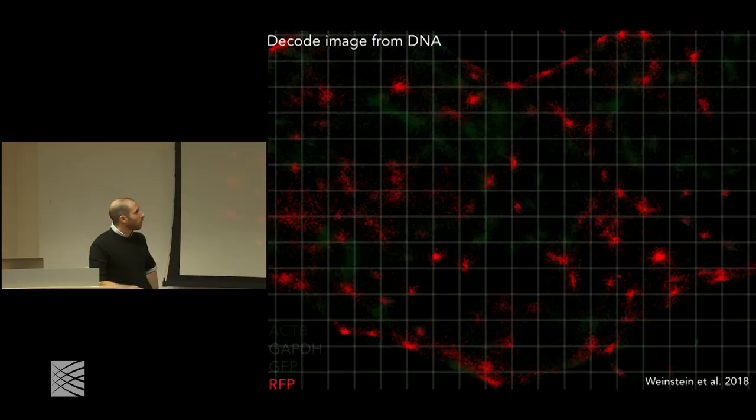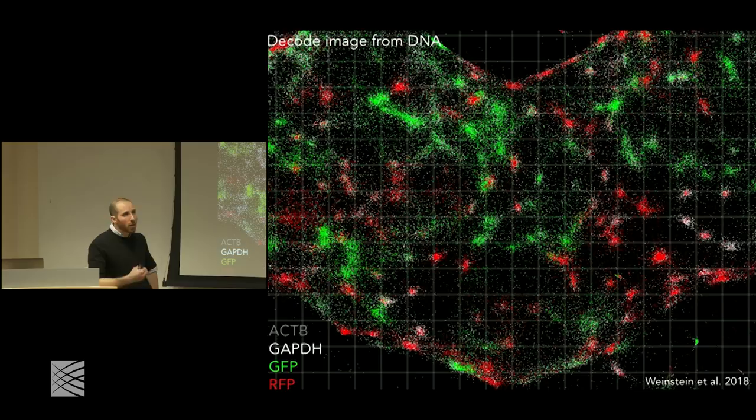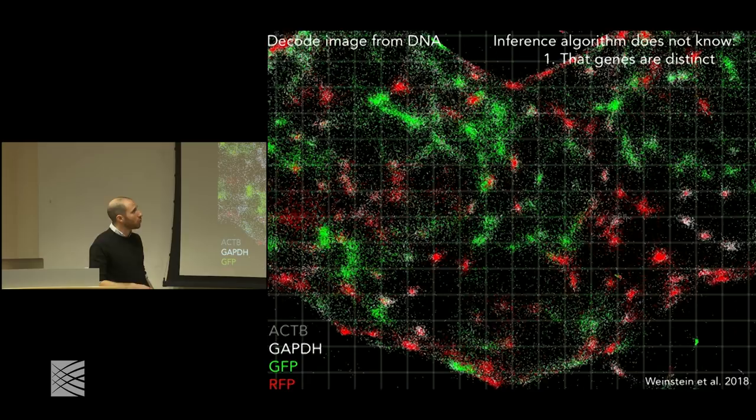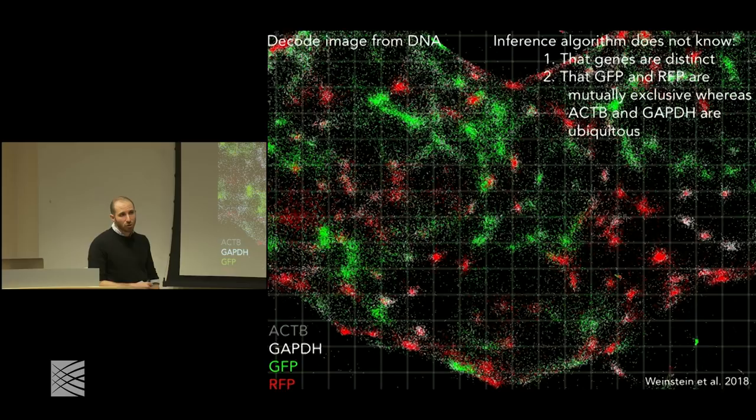It's important to emphasize a few key points. The inference algorithm, again, is unsupervised. So it does not know that genes are distinct. All of this is being done without the knowledge of exactly what genes are. It doesn't know that these genes ought to have specific patterns, that certain ones should partition one from the other and others should be universally expressed. And it also doesn't even know that cells exist. So you could go into this data not knowing that cells exist and discover the fact that cells exist purely from the DNA sequencing alone. And yet it's able to figure all of this out, again without any supervision.